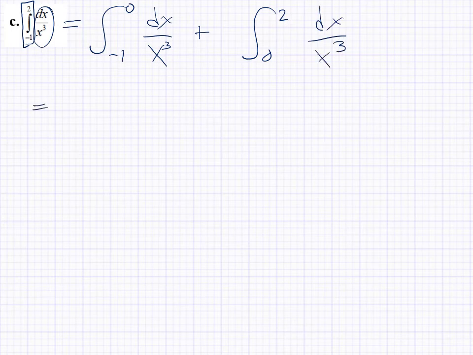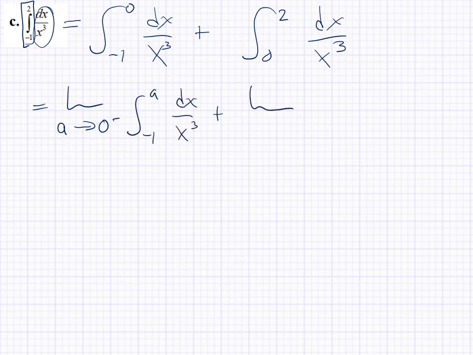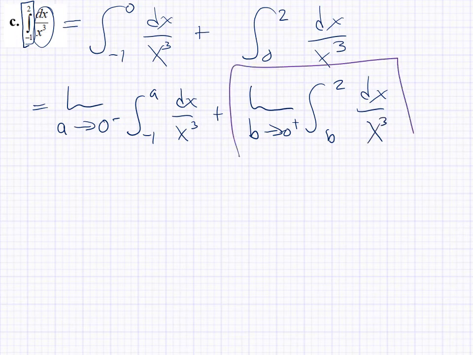Then I would have to do the limit as, let's say, a goes to 0 from the left, from -1 to a of dx over x cubed, plus the limit as b goes to 0 from the right of b to 2 of dx over x cubed, and then evaluate from there. Now, because we've already done this one, we just did it a second ago, we know that this one diverges.